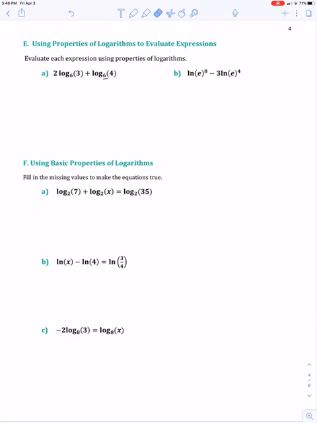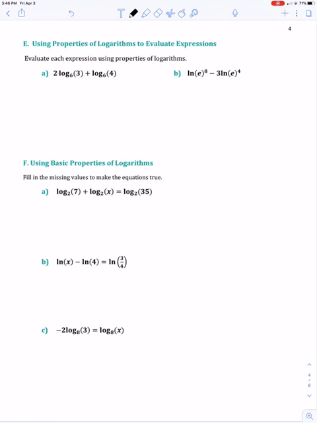All right, let's move on here in our Module 13 lecture. In these next couple examples, we want to use our properties of logarithms to evaluate these different expressions of logs. Let's take a look at this first example, example A.